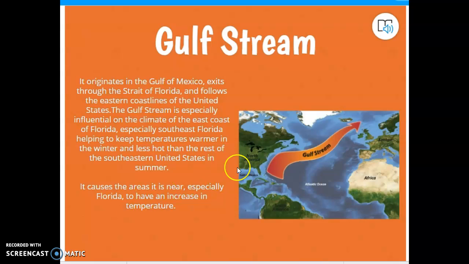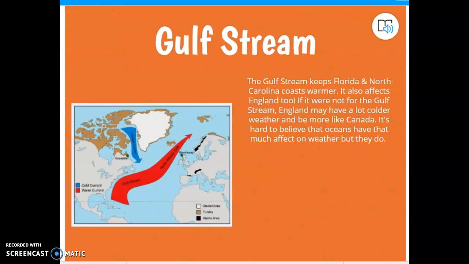So Mr. Bullens, I see that it goes by North Carolina. Does it raise the temperatures in North Carolina? It does cause us to have a little bit milder winters, and it does help us to have some of those hotter times in the summer as well, because the Gulf Stream affects the areas that it is near. It keeps Florida and the North Carolina coast warmer. It actually affects England too.